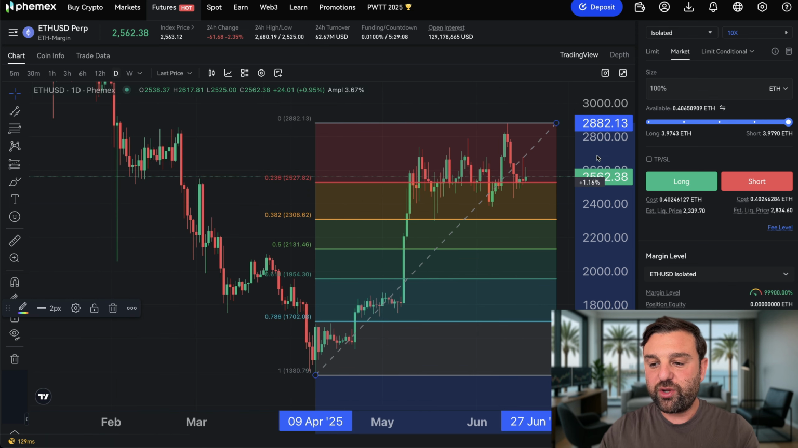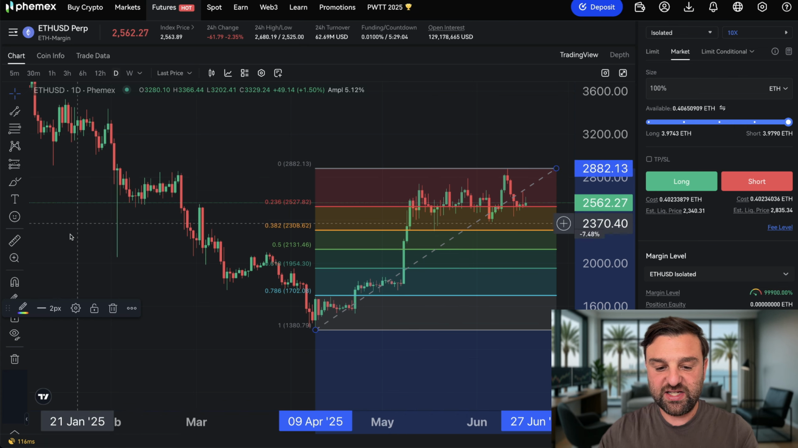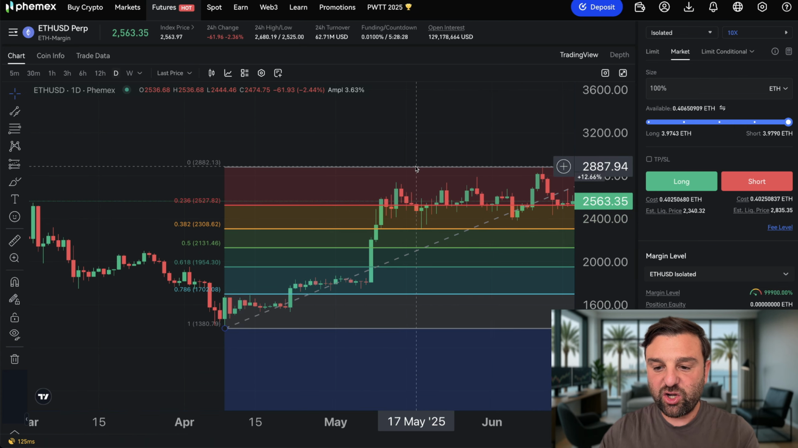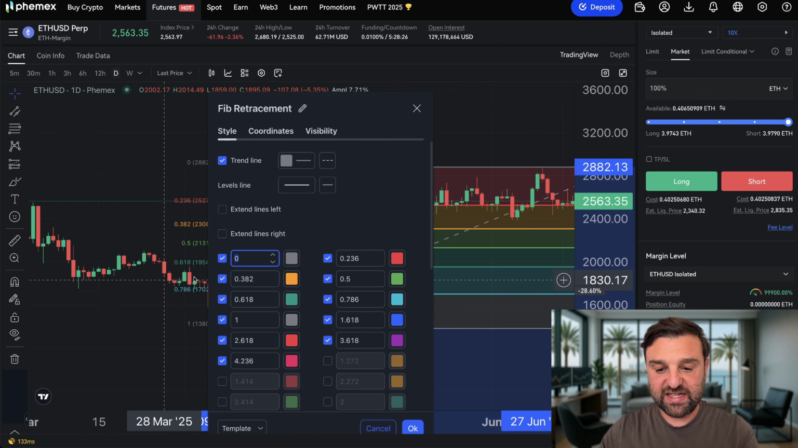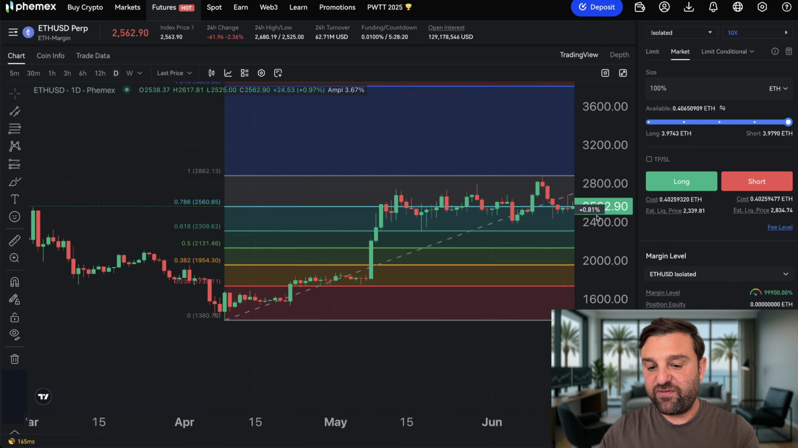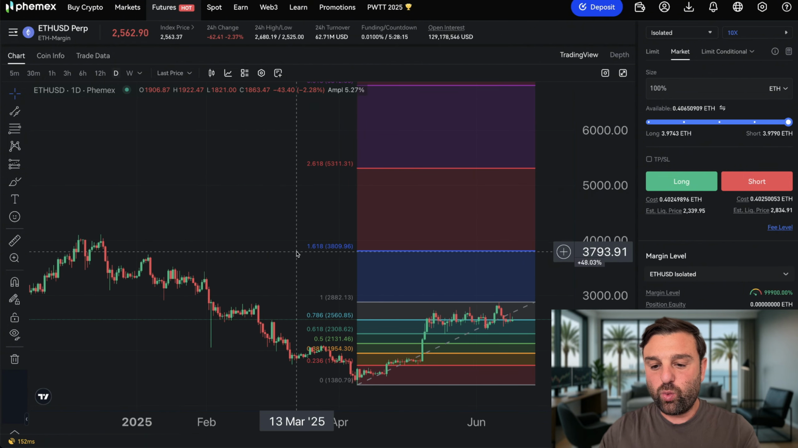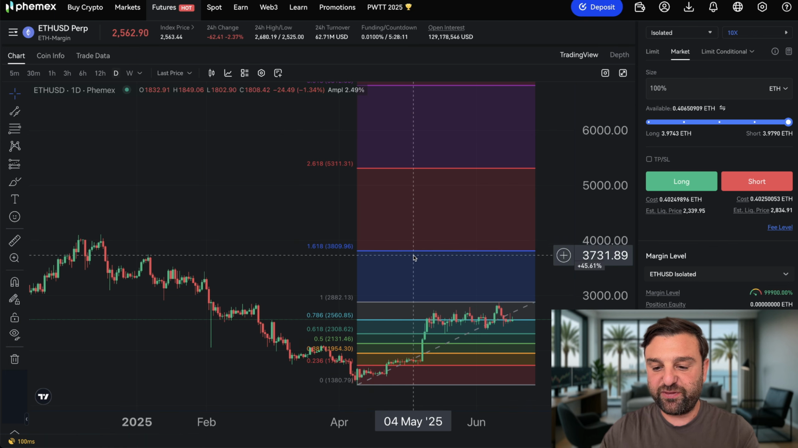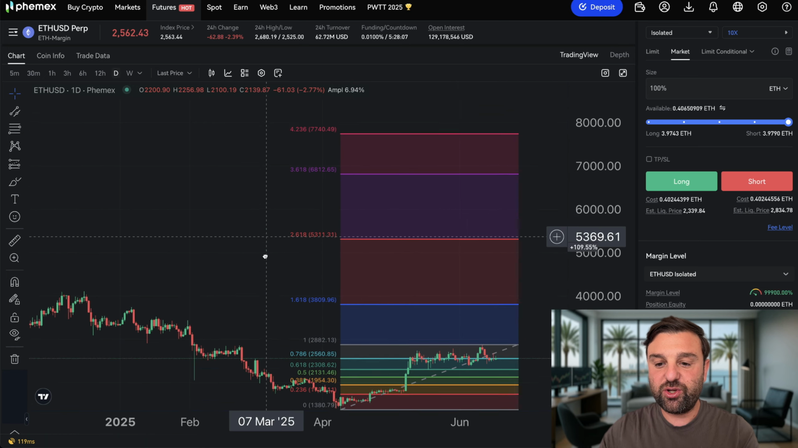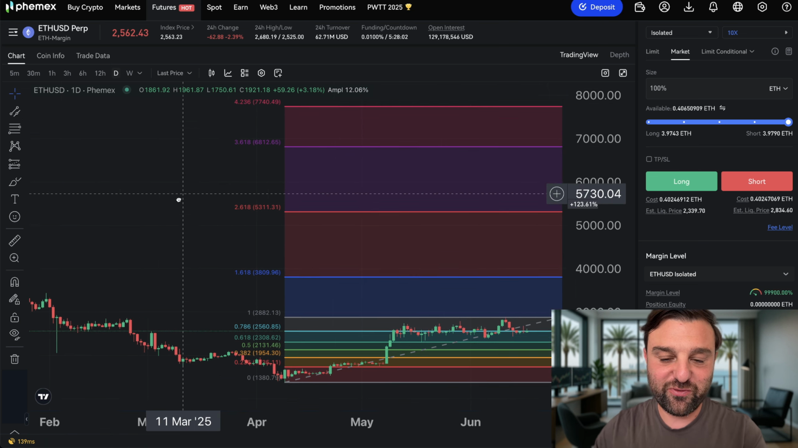You can also extrapolate Fibonacci to higher prices. And what we do to do that, click on the Fibonacci that you've drawn, go to settings, scroll down here, go to reverse, press OK. And now it's giving you some targets to look at. And again, 1.618 is similar to 0.618. That's the target out of this current range that we're in. But you can see it goes all the way up to $7,740. So let me know if you're watching this video in the future if we went up to that price.